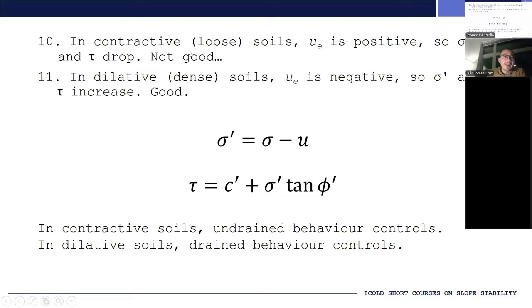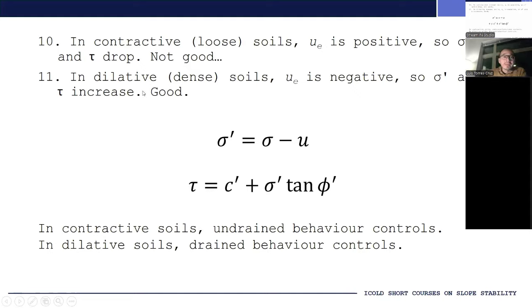Now, in contractive, or in other words, loose soils, the excess pore water pressure is going to be positive, right? So you're going to have a large pore water pressure, and that is going to result in a drop in sigma prime, and therefore a drop in tau, and that is not good for stability.